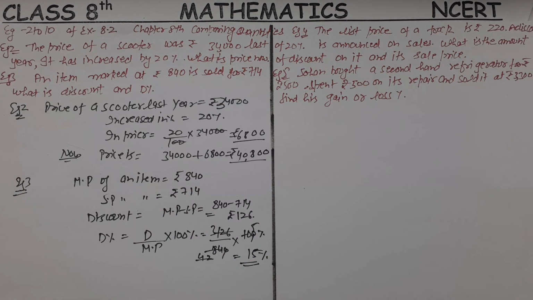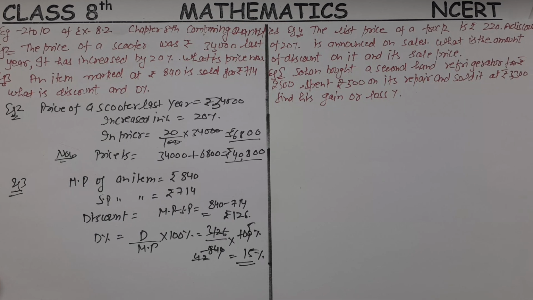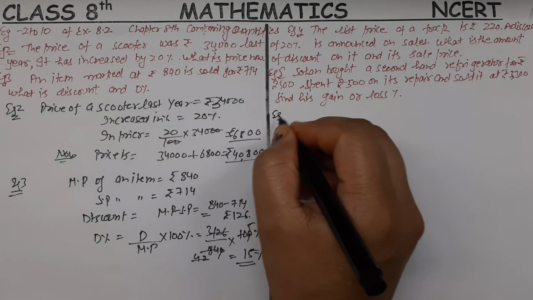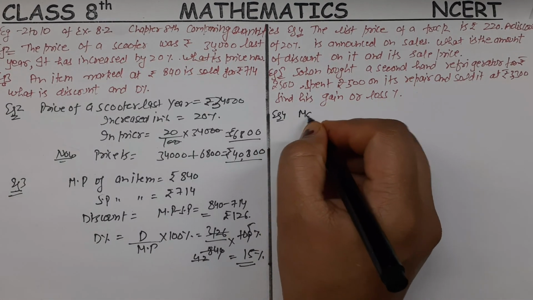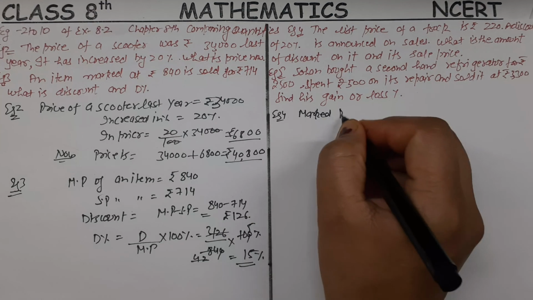Next is example number 4. The list price of a frock is rupees 220. A discount of 20% is announced on sale. What is the amount of discount on it and the sale price? List price and mark price both are the same thing.